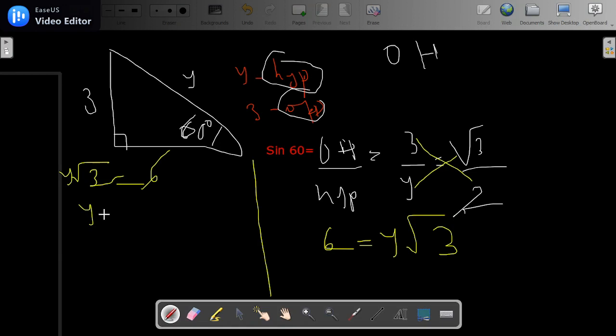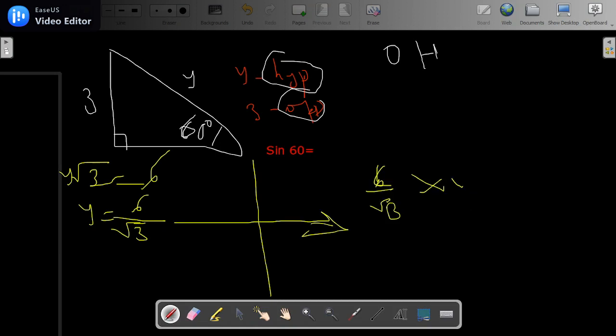Then now let's rationalize this value based on what we did earlier. So let's continue here. 6 over root 3 times what? Multiplied by the denominator, root 3 over root 3. What do you get? 6 times root 3 will give us 6 root 3 over root 3 times root 3, which is 9.